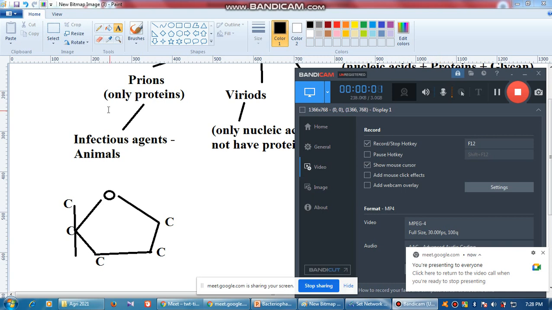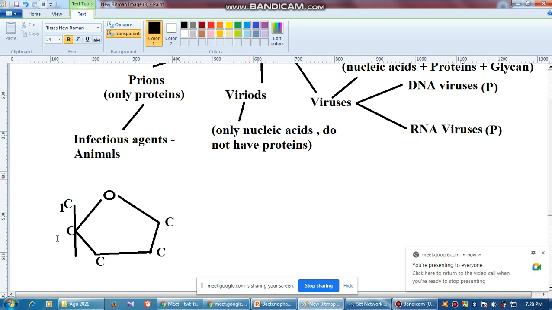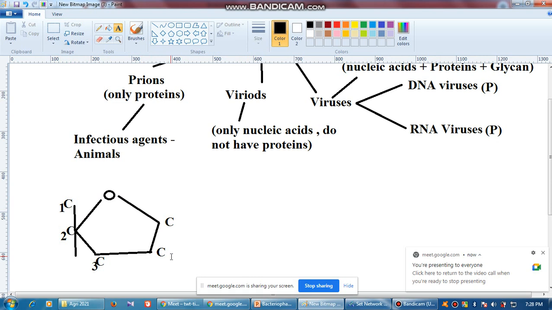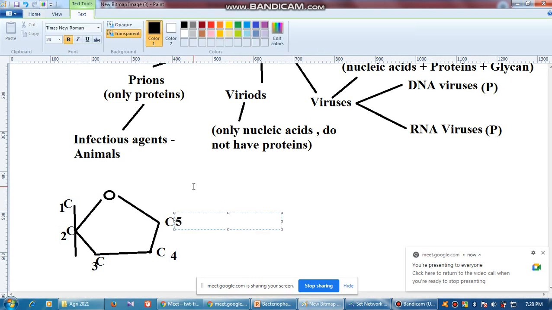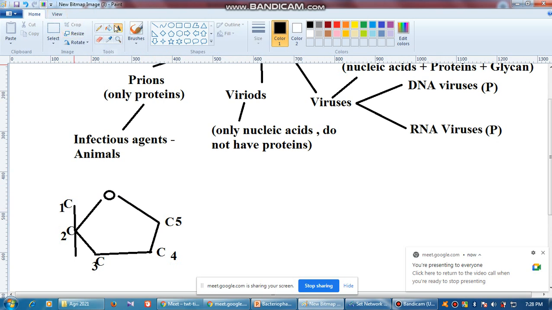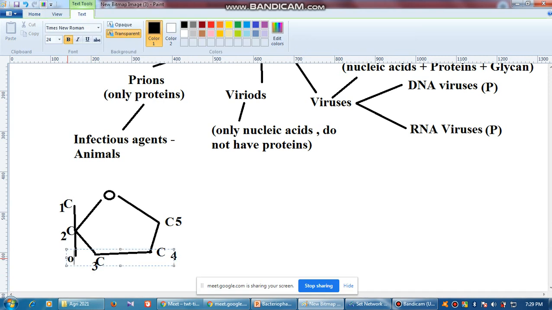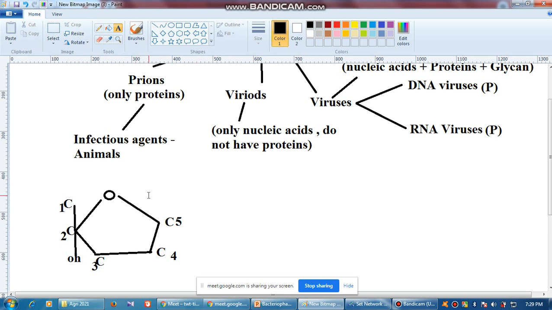Okay, so I'll put the names like this: C1, C2, C3, C4, C5, only to make you understand. So all the C's are having one hydroxyl group. Okay, now this carbon number 2 is having a hydroxyl group. Okay, all other carbons are having the hydroxyl group.